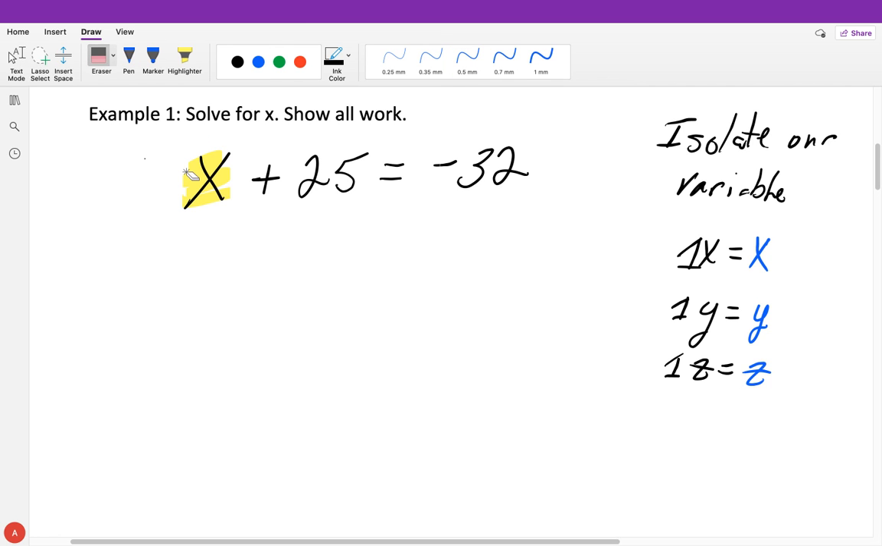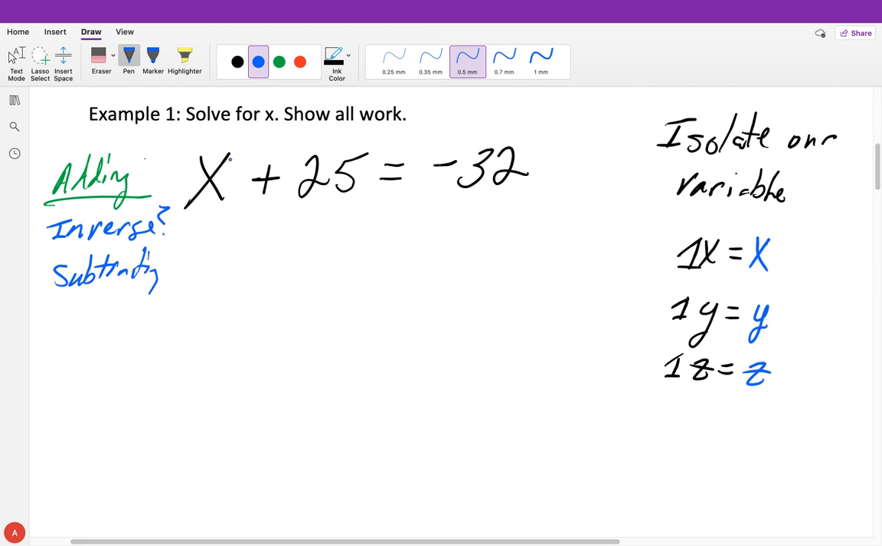The first thing you're going to ask yourself is, what's being done to my variable here? Well, it's x plus 25 is equal to negative 32. So adding is being done to my variable. And what is the inverse operation of adding? Well, the inverse operation of addition is subtraction, or subtracting.